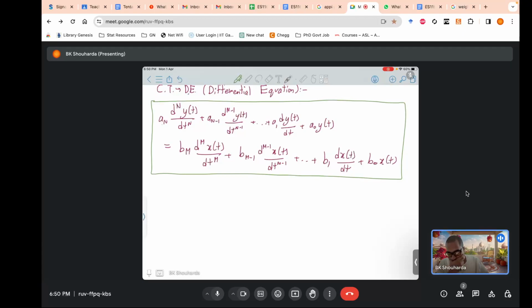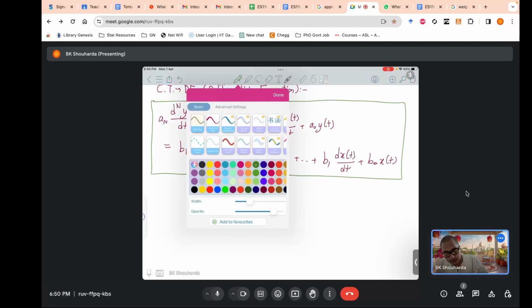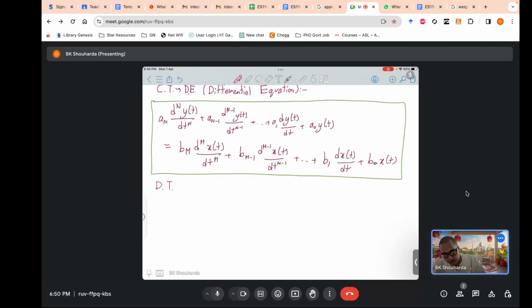Now this is the differential equation for continuous time. When you have discrete time, you have something called the difference equation. In continuous time we have derivatives, which are called differentials, but in discrete time, since time is not continuous, we can only consider the difference between different index points 0, 1, 2, 3: x[n minus 1], x[n minus 2]. So we write something called the difference equation.